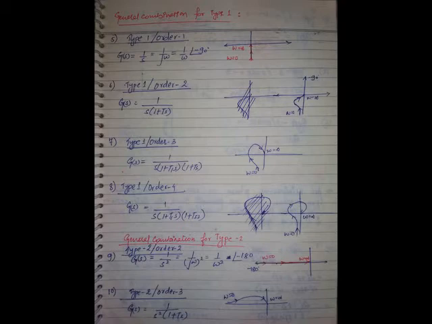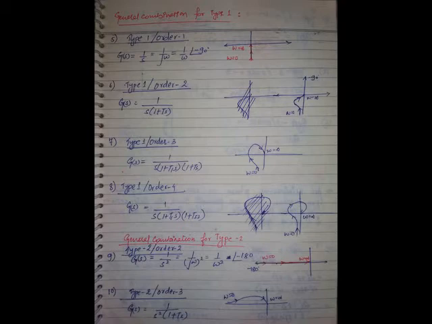You have to match list 1 and list 2. You have different type and order transfer functions and polar plots. What is the answer? C is the answer. You understand?